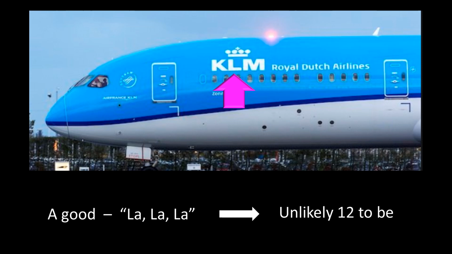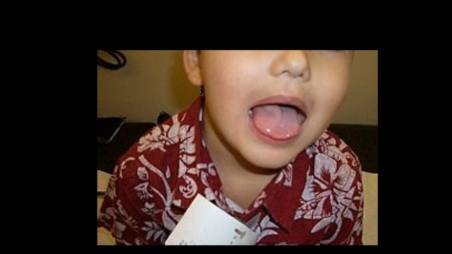And we ask the patient to say la, la, la. With normal la, la, la, it's unlikely for there to be a 12th nerve problem. What is abnormal? If the pronunciation of la, la, la is fumbled. Also, if we see atrophy or asymmetry, or if we see abnormal tongue position once the tongue is stuck out.